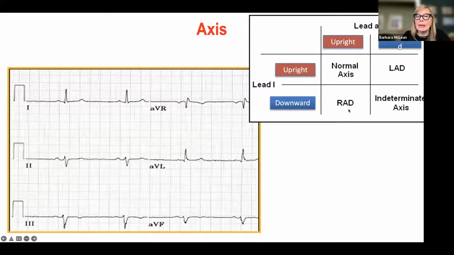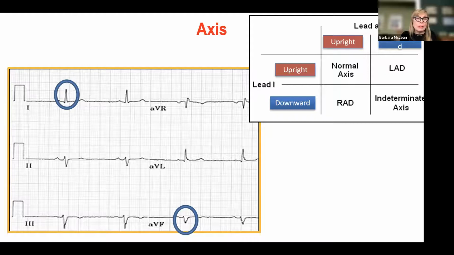Okay, and I have to be able to see this. My little bar at the bottom is covering me up down here. Okay, so now we're going to say you are upright in 1 and downward in aVF. That means current is not going to the foot, but it is going towards the left. That's called a left axis deviation.